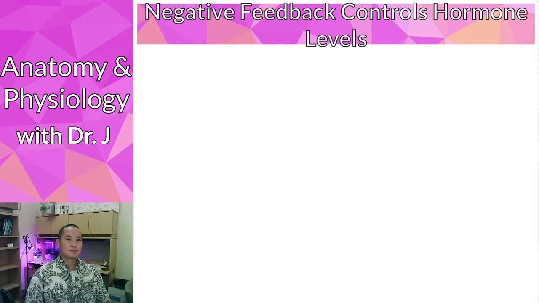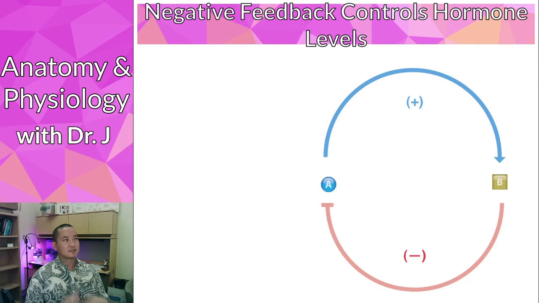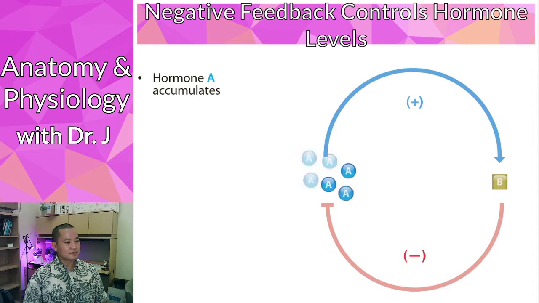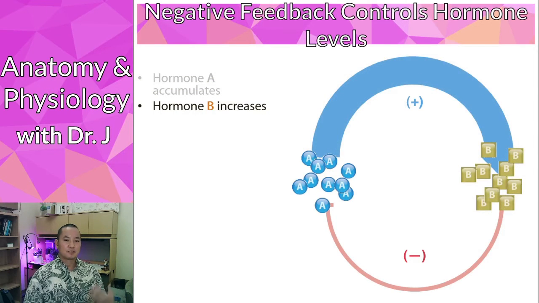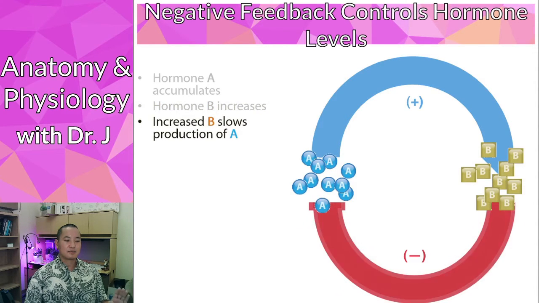Now, how does that control hormone levels? Again, in this example, I'm talking about two theoretical hormones, or two general examples of hormones. So what we have here is hormone A accumulating. Remember, hormone A triggers the production of hormone B. If you have more hormone A, you're going to have more of hormone B. But as you have more hormone B, that starts to apply the brakes to the production of hormone A.